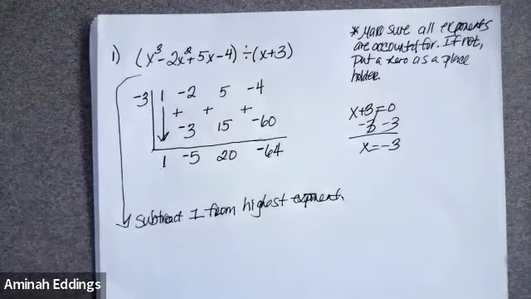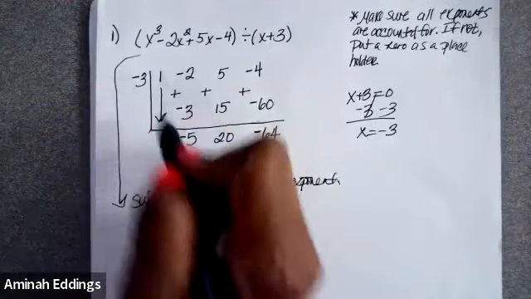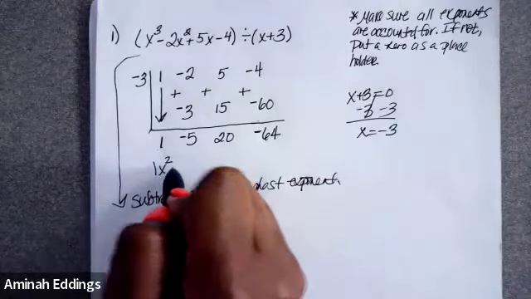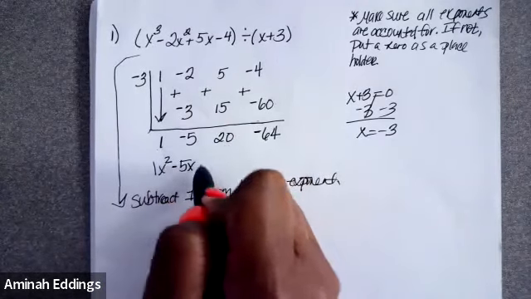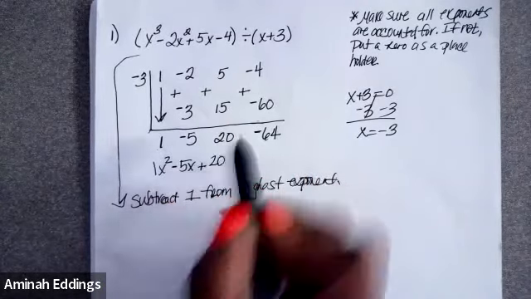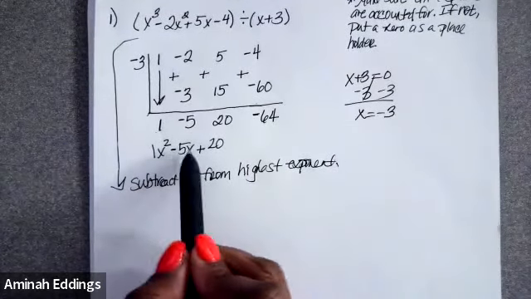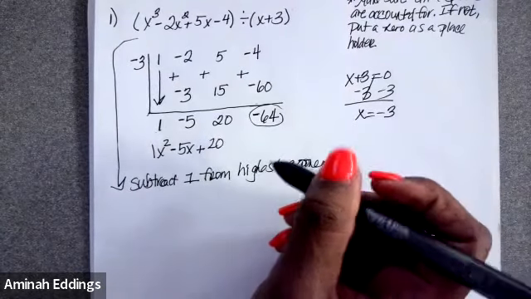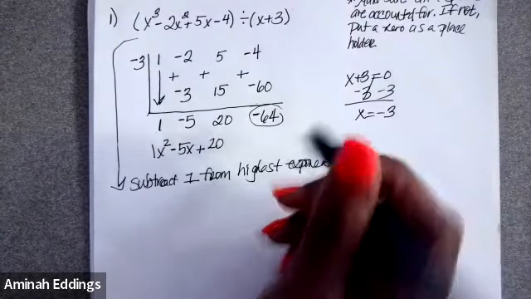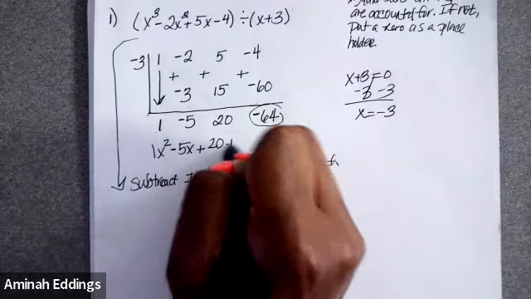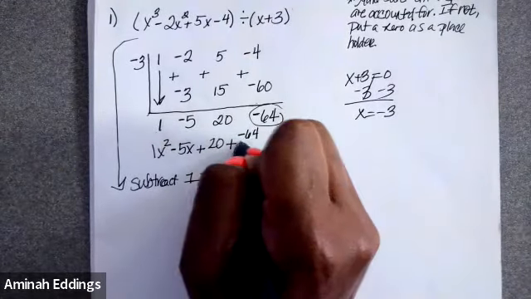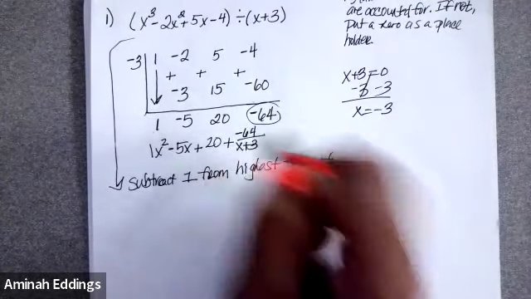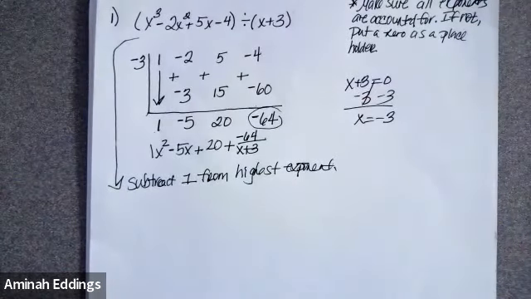So we end up with 1x squared minus 5x plus 20. All we're doing is counting backwards. So 2, 1, 0. So that means this -64 will be our remainder. Okay, and so the way that we can write that is plus -64 over x plus 3. This is how you show a remainder. Okay.